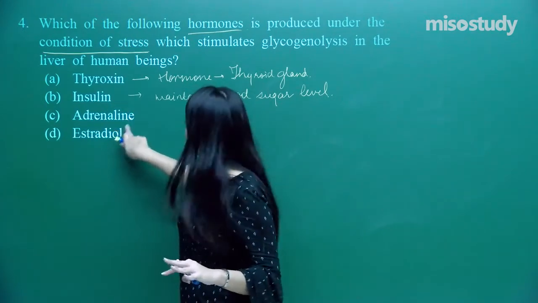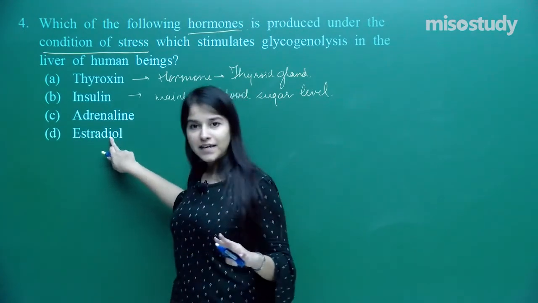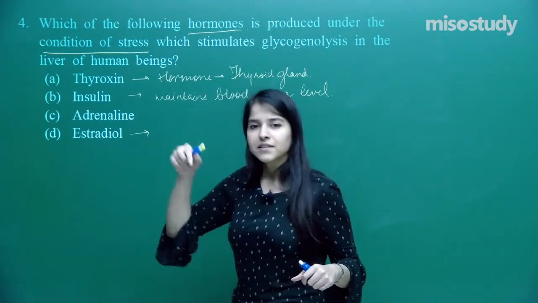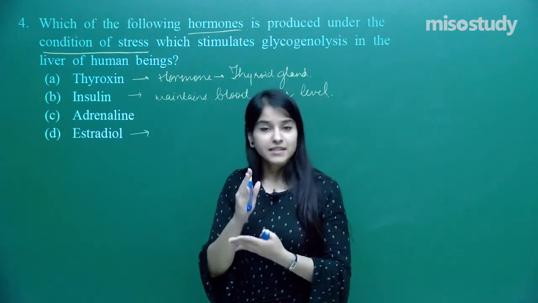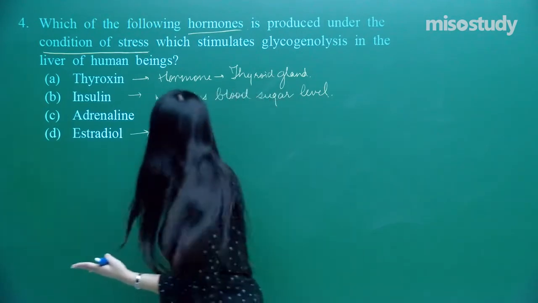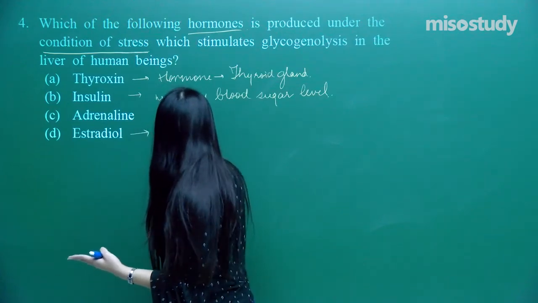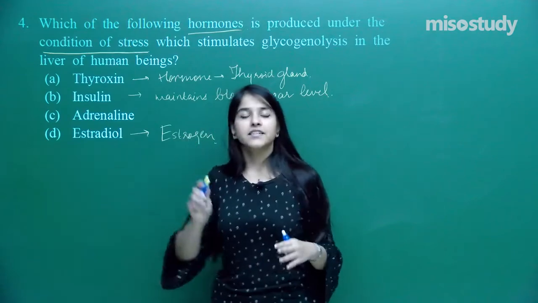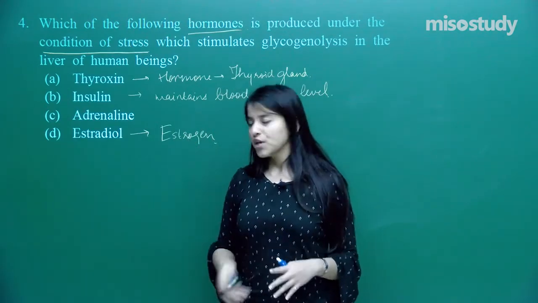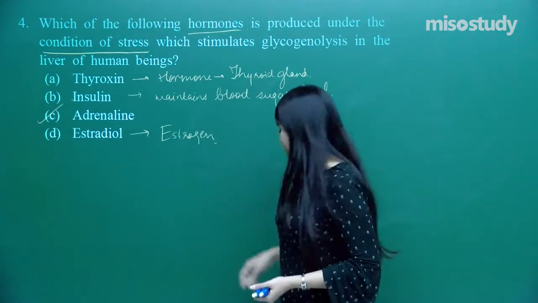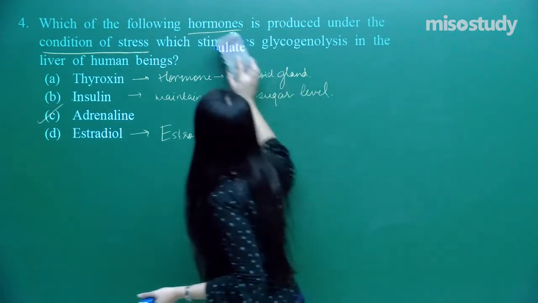Adrenaline, we all know. Estradiol, what is estradiol? That is a hormone which mimics the sex hormone, which is estrogen over here. So it mimics the estrogen, and it definitely is contained within the oral contraceptives. So I hope that is clear to you. We have got the answer, that is adrenaline. Now let's move on to the next one.